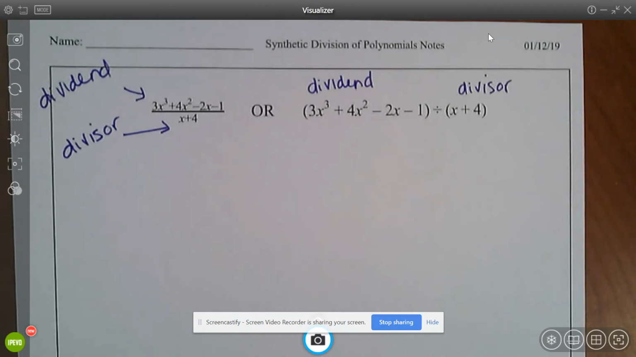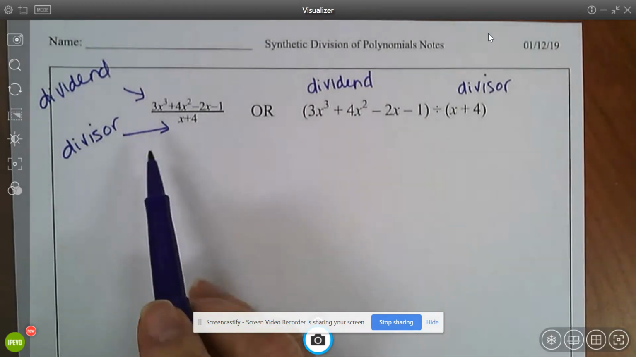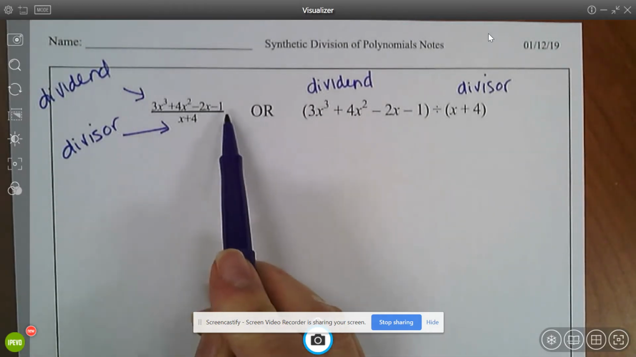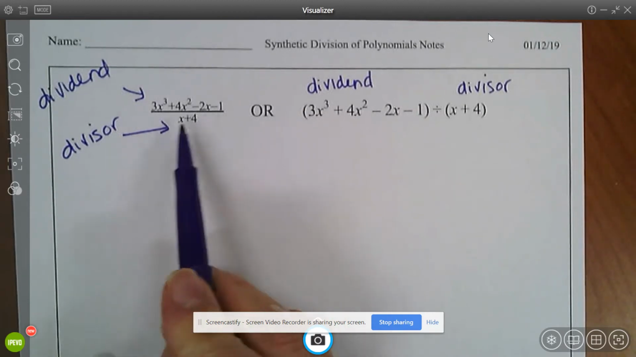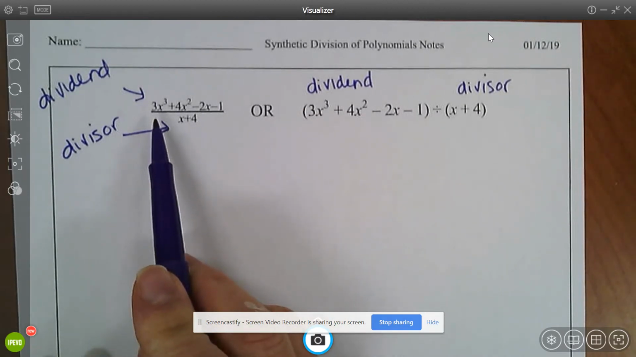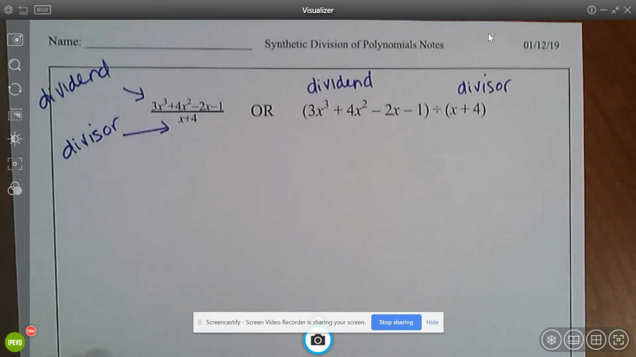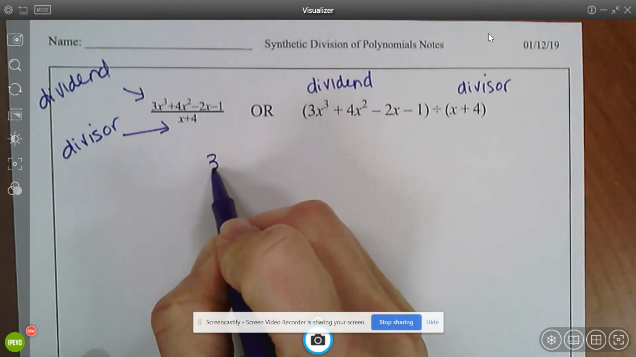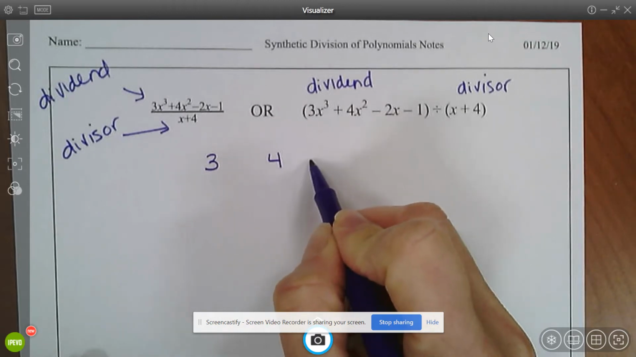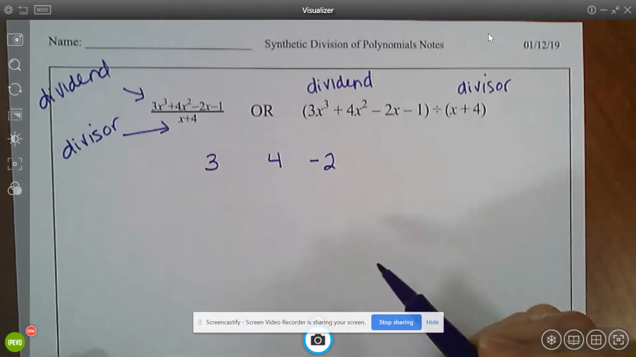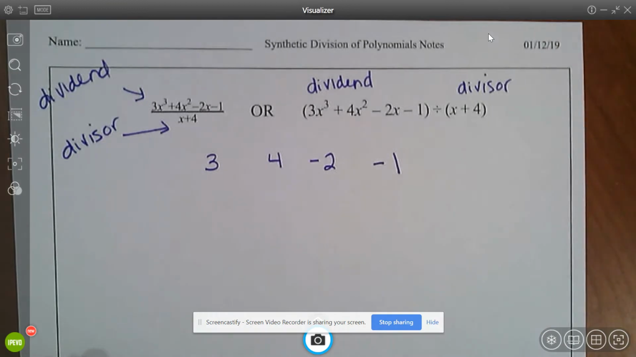Using synthetic division is nice because you don't have to worry about any of the x's. We're just going to focus on the numbers, not the x's. The numbers we'll be talking about are called coefficients. So the coefficients are the numbers in front of the x. We're going to start to set up our synthetic division problem by just writing those numbers, not the x's. So we're going to have a 3, 4, -2, because the sign goes with the number, and -1.